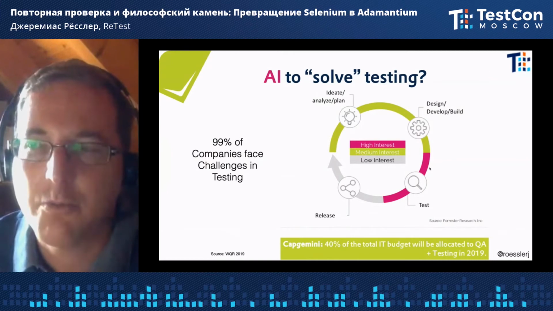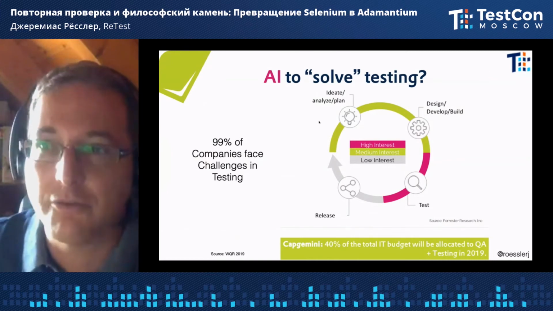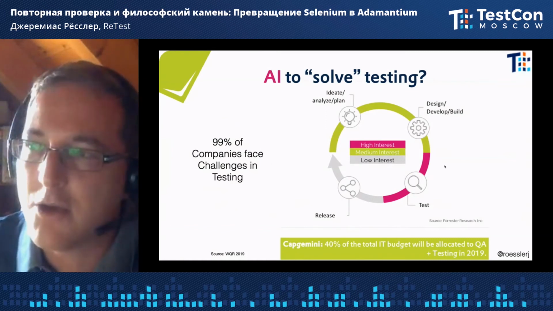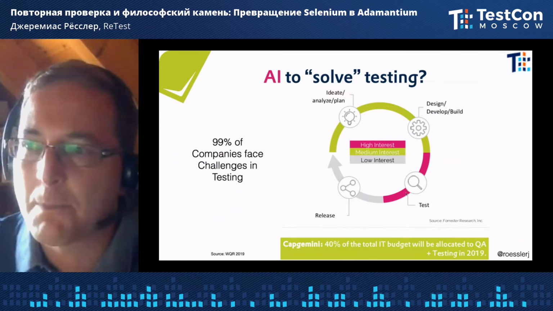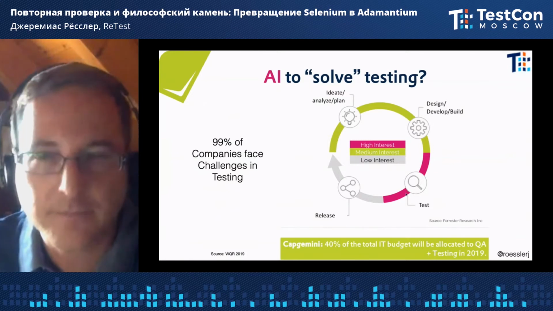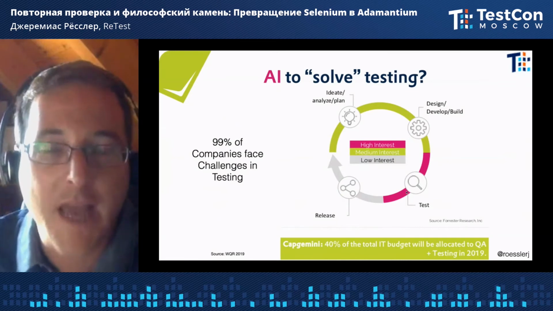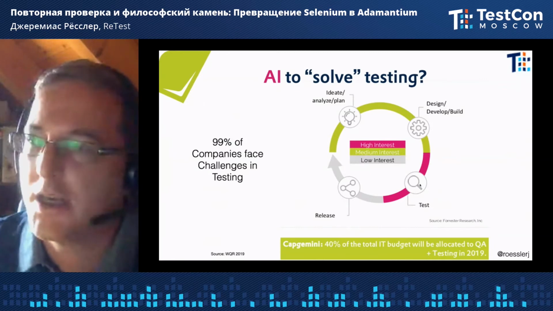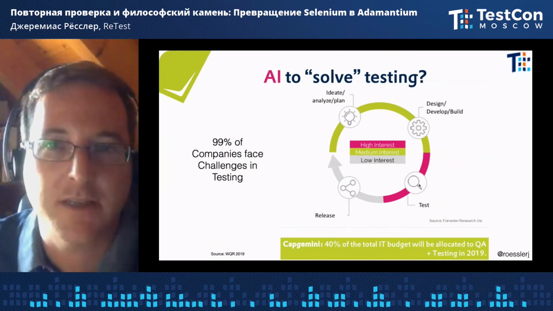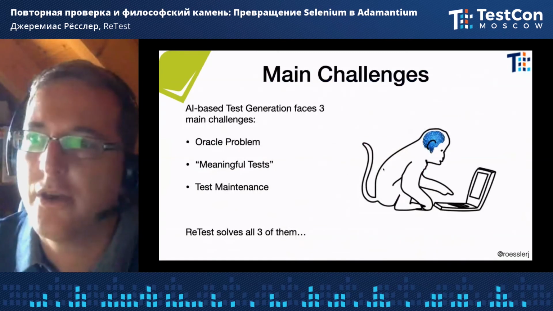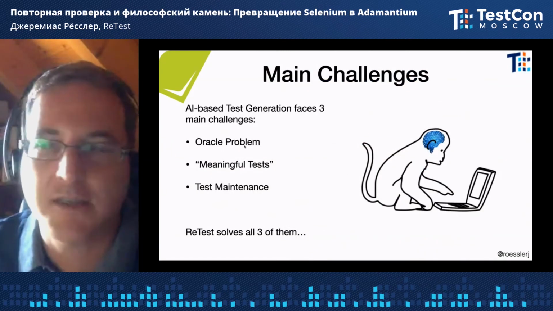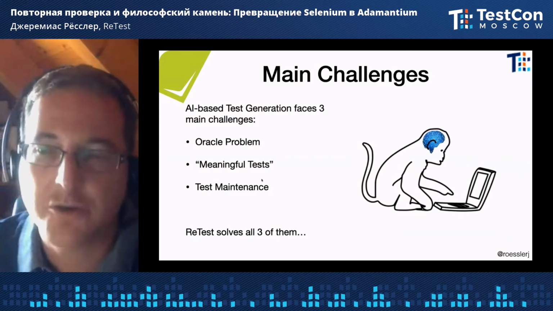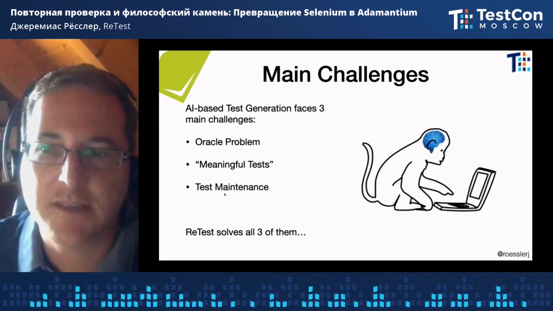AI. So you might have heard that AI is able to solve testing because 99% of companies face challenges in testing and test automation. And right now in the software development lifecycle, testing is the bottleneck because of AI being able to address today's needs. It's the major buzzword, and we wanted to apply AI to testing. However, the main problem is the Oracle problem, meaning that the AI doesn't know whether the result is correct or not. And other things we addressed are creating meaningful tests and test maintenance.